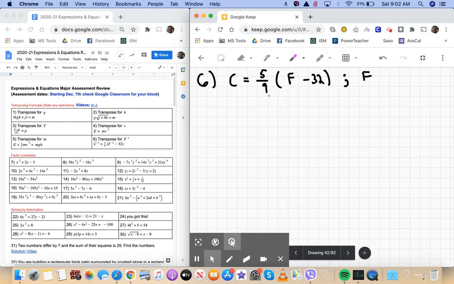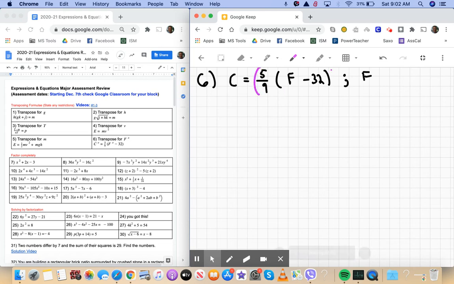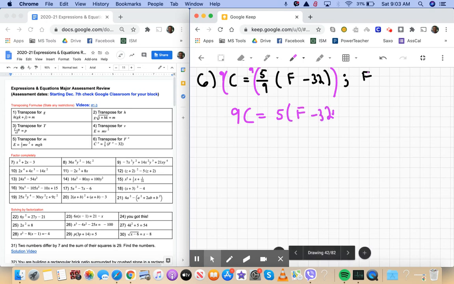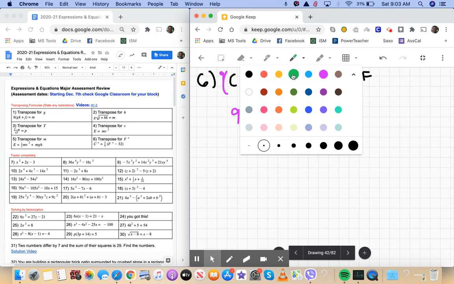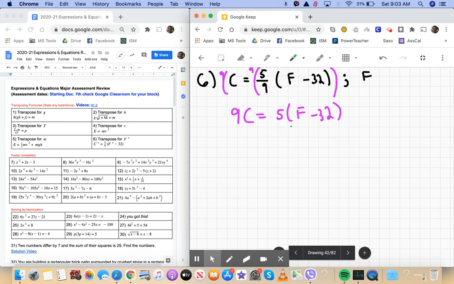So, all right, what I want to do here is just clear this fraction. Some people would say, well, I'm going to multiply by the reciprocal. I'm just going to do it a little more simply than that. I'm just going to multiply by the lowest common multiple of the denominator, so times 9 here. So I'll have 9c is equal to 5 times f minus 32. And again, I could have done that a little bit more efficiently, but I'm just going to take it easy here. Again, I want to undo the multiplication, so I'm going to divide by 5.